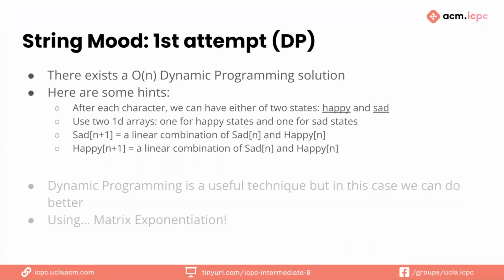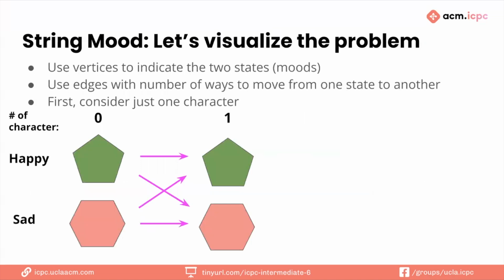However, as always, we can optimize it using matrix exponentiation. And in this case, moreover, n is very large. I think it can get all the way up to 10 to the power of 12 or something. It's stated in the problem statement. So dynamic programming would be useful if n was smaller. But in this case, we actually can do better using matrix exponentiation.